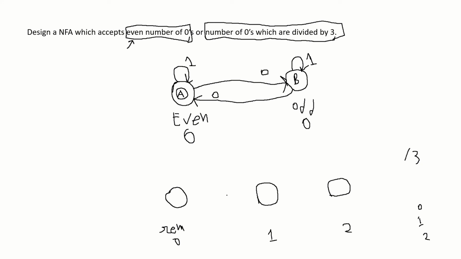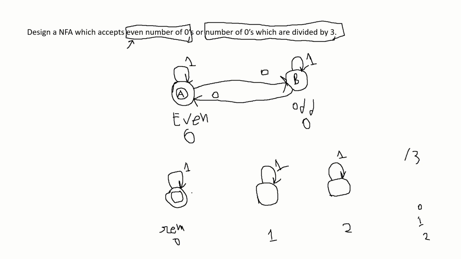So now we can see that the number of 0 is what matters. So the number of 1 doesn't matter. For that reason, we will have a self loop of 1 in all of these 3 states, as the number of 1 doesn't matter in our question. So now, as this is remainder 0, this will be our final state, right? So let's give the transitions of 0.